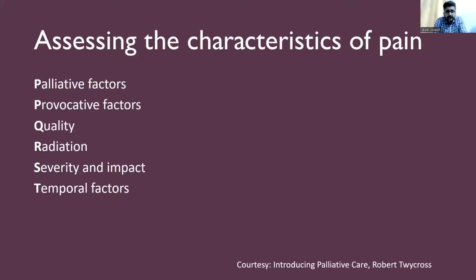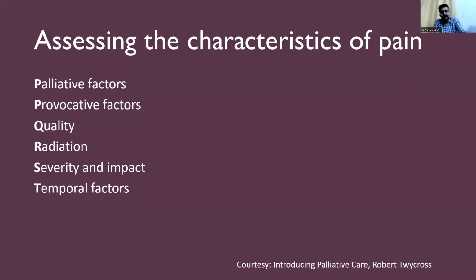The next thing would be to assess the characteristics of pain. We have a usual mnemonic known as the PQRST. It says that P is palliative factors, which improve the pain, and provocative factors; Q is quality; R is radiation; S is severity and impact; and T is temporal factors. So the mnemonic says PQRST, but we usually go in reverse.